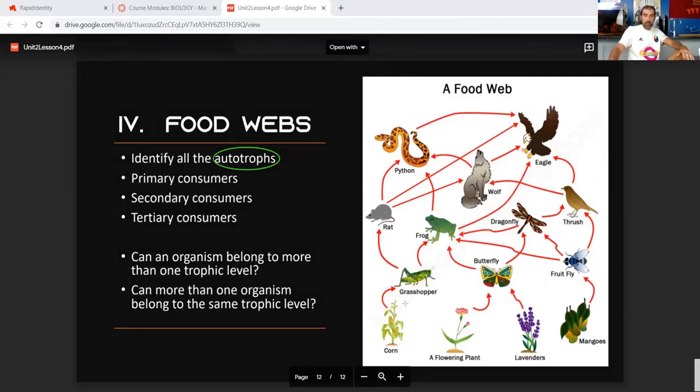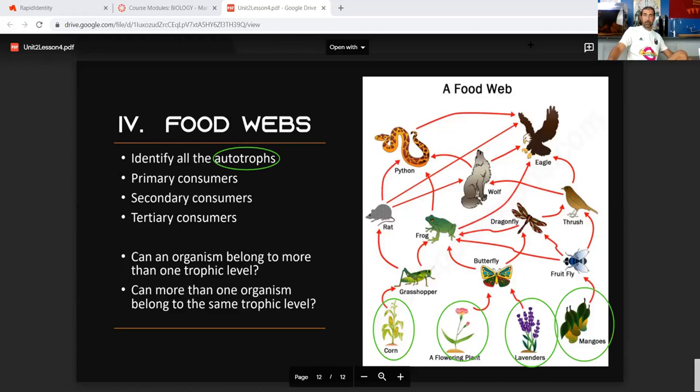All right, well, that should be easy because I know an autotroph is a grass or a plant or something like that. It's fairly easy. If I look at this food web, I see traditionally the autotrophs and producers are down at the bottom. I have the corn, right? I have this flowering plant, which is right there. I have lavender. And then I have these mangoes. And since mangoes grow from a tree, they are typically going to be considered to be an autotroph or a producer. So that's nice and easy.